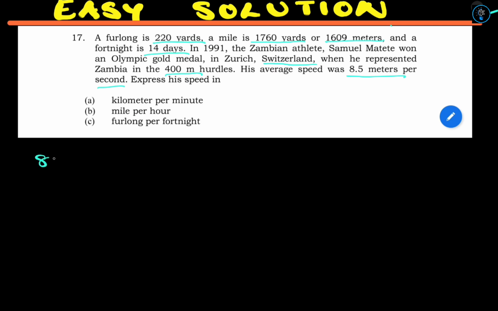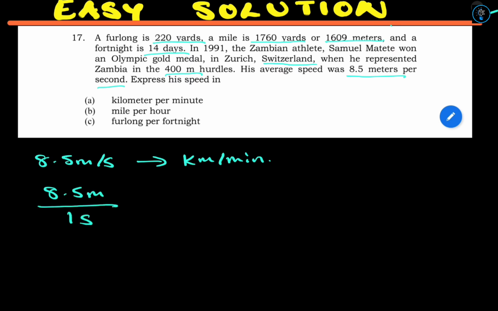Okay, so we have 8.5 meters per second, and we are told to express it as kilometers per minute. Let's do it. So we're given 8.5 meters per second, so that's 1 second. Multiplied by, let's convert seconds into minutes. So to convert seconds into minutes, we can say per every minute, we have 60 seconds. That way, seconds and seconds will cancel. We're going to remain with minutes.